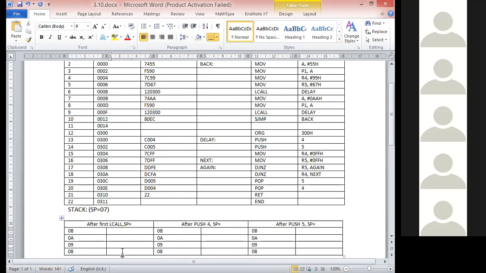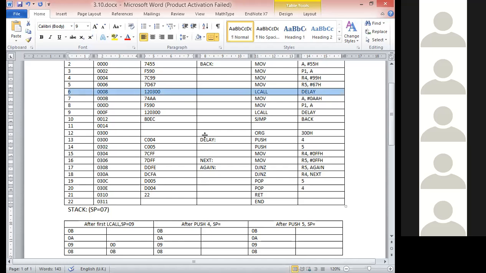After the first LCALL, what will be there in 08? 0B. Good, 0B. What will be there in 09? 00. Good, 00. What will be the value of the stack pointer? 09, exactly. After the first LCALL, I mean, here is your first LCALL.